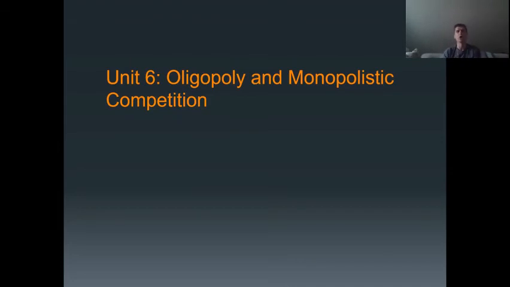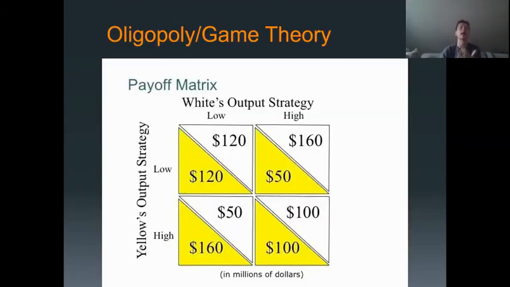Our last two are oligopoly and monopolistic competition. Oligopoly doesn't have a graph that you have to know associated with it. Instead, we use game theory. So you have a payoff matrix. You have two firms. Here we've got the very creative labels yellow and white. They both have two strategies, low and high. And you have the payoffs here.